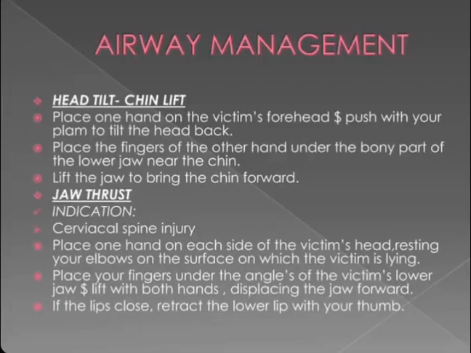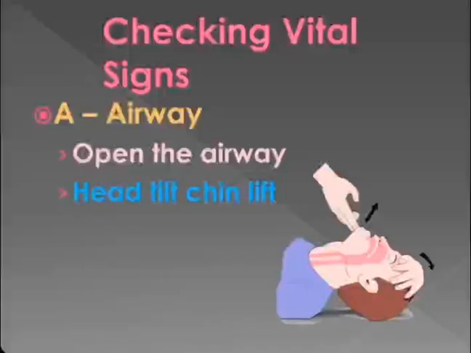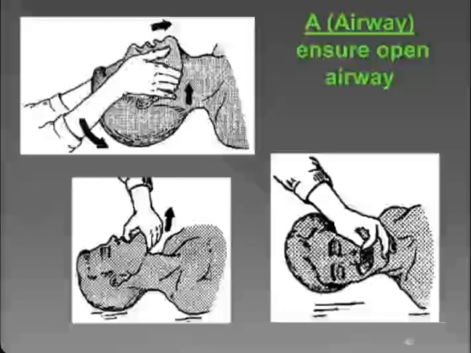Indication: cervical spine injury. Place one hand on each side of the victim's head, resting your elbows on the surface on which the victim is lying. Place your fingers under the angle of the victim's lower jaw and lift with both hands, displacing the jaw forward. If the lips close, retract the lower lip with your thumb. Checking the vital signs. Airway. Open the airway. Head tilt, chin lift. Ensure the airway is open.